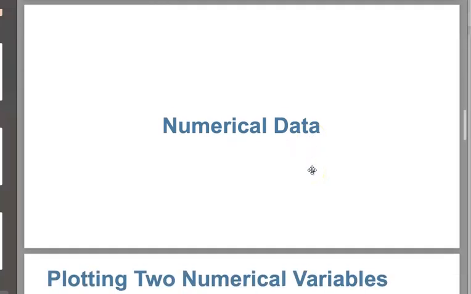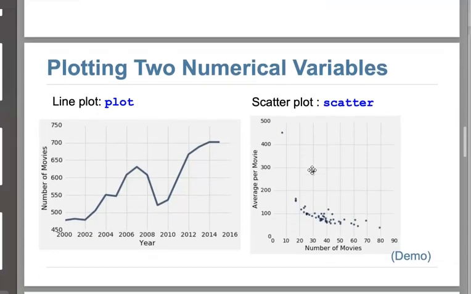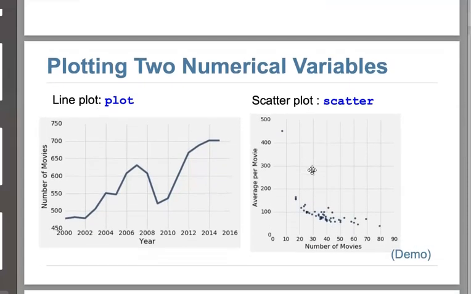So let's focus on numerical data. If we want to make a chart for numerical data, usually we have two kinds. The first kind we call the line plot. The line plot has a very important property: it uses sequential data.